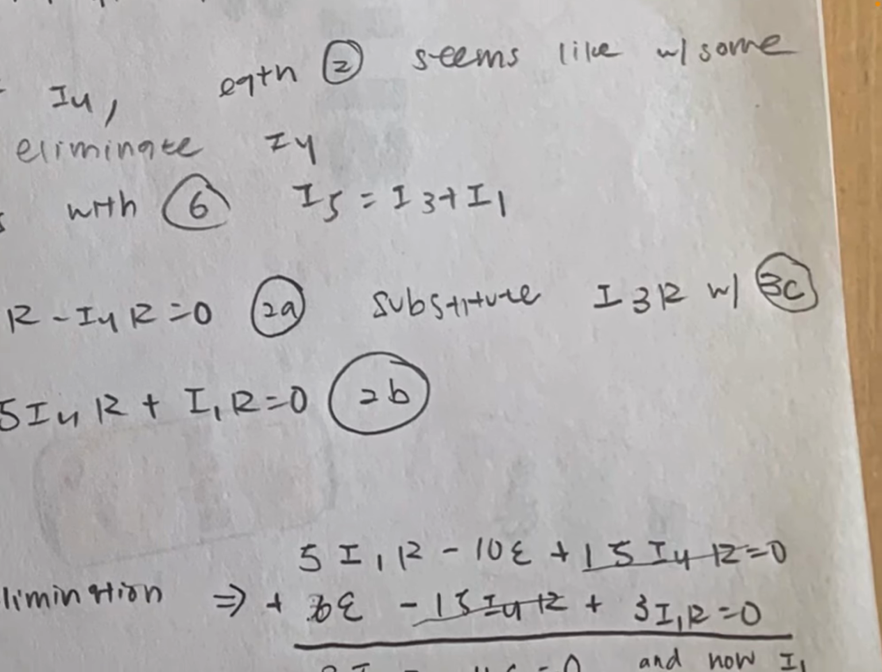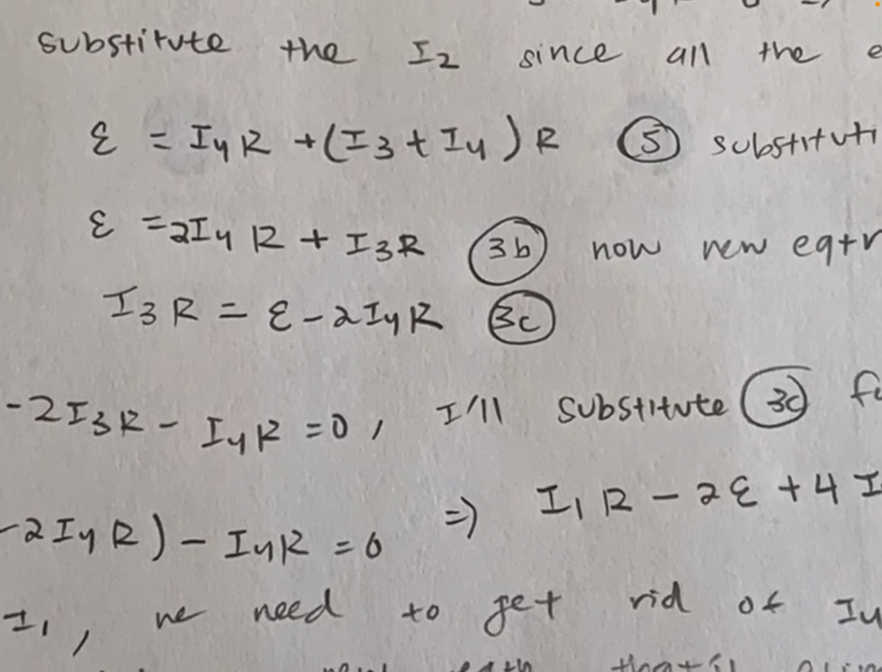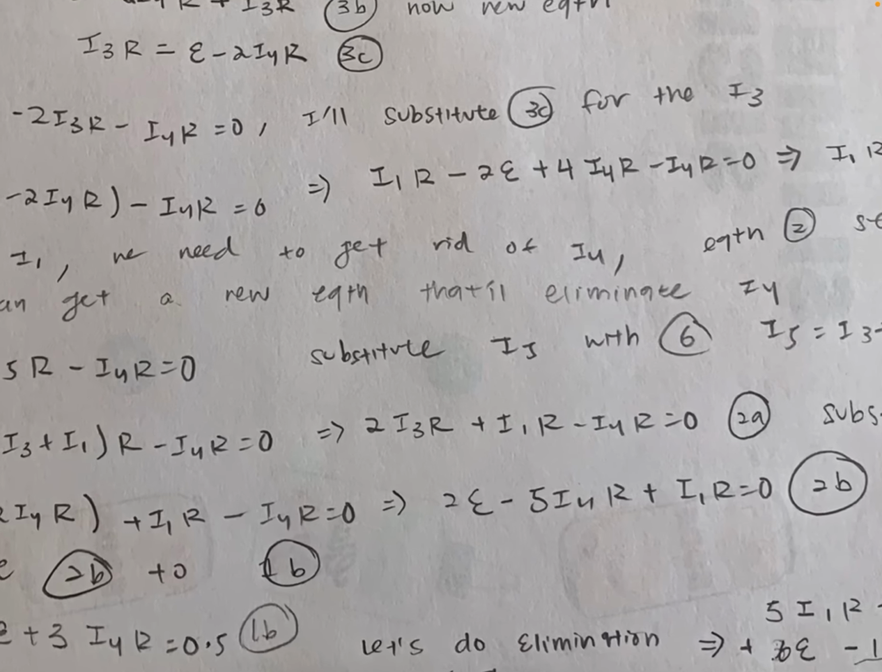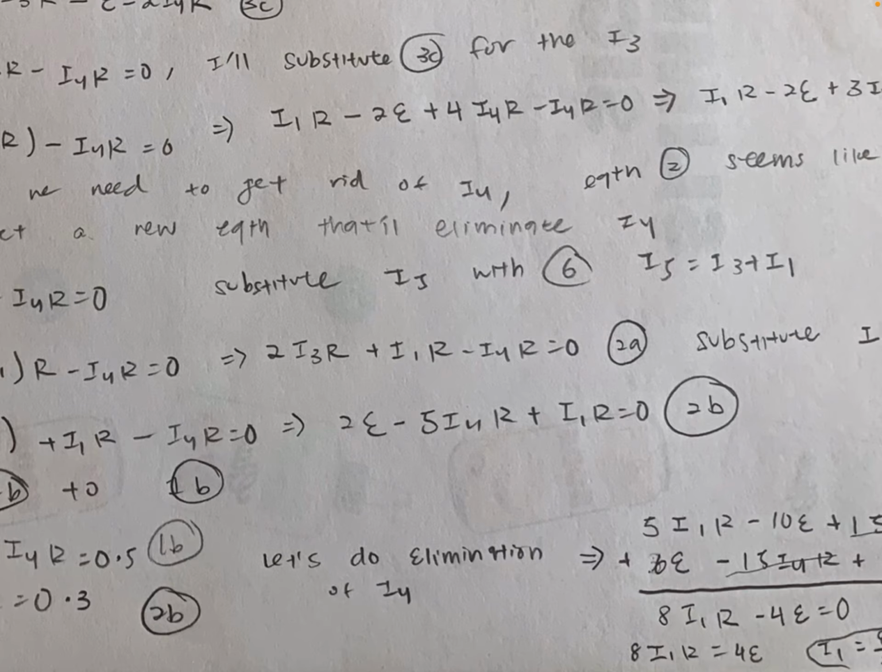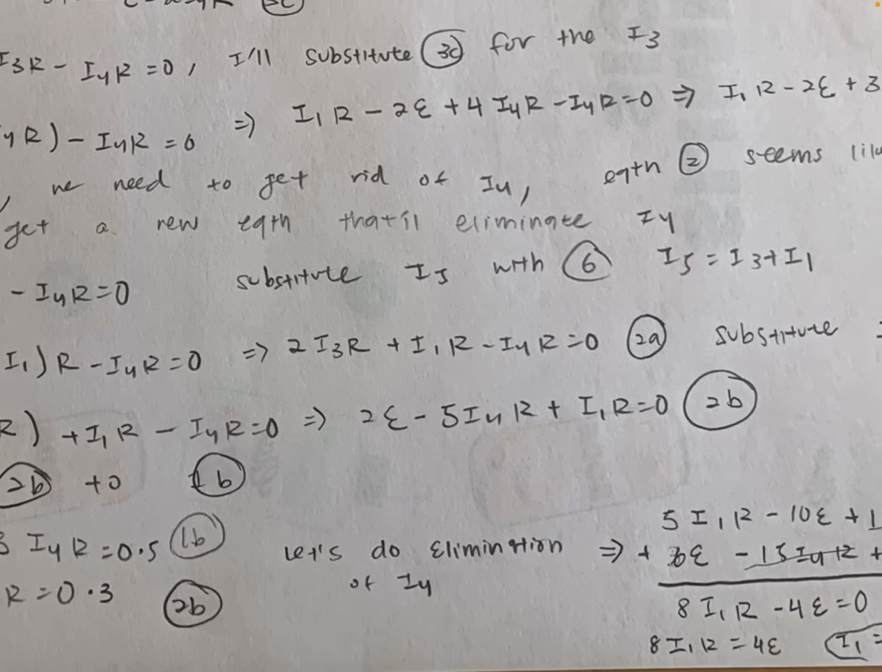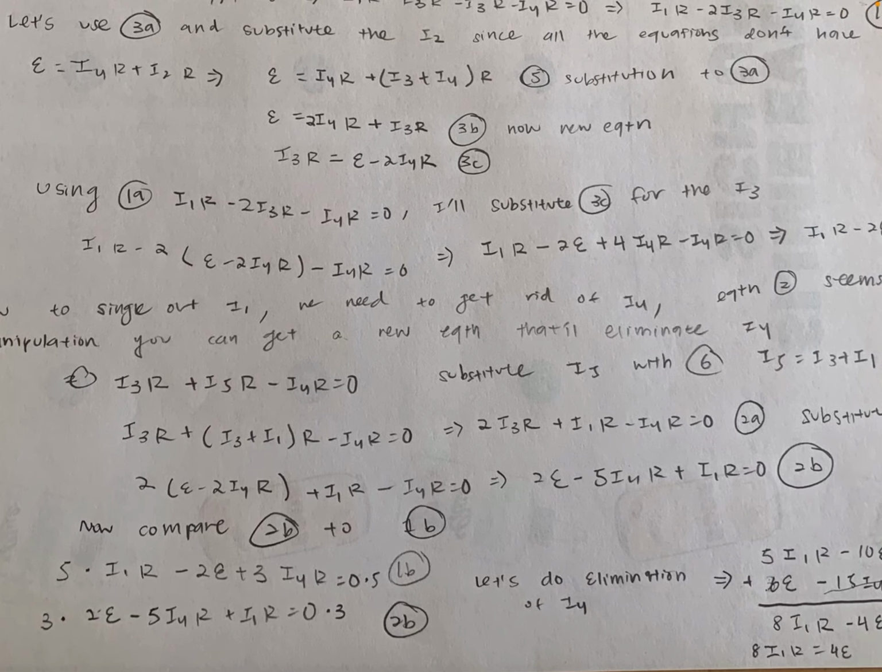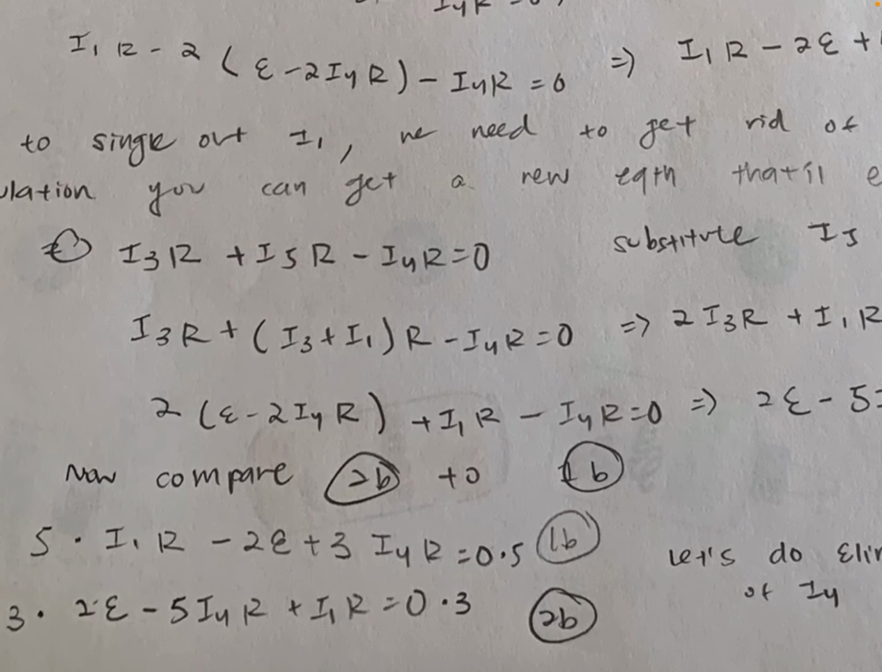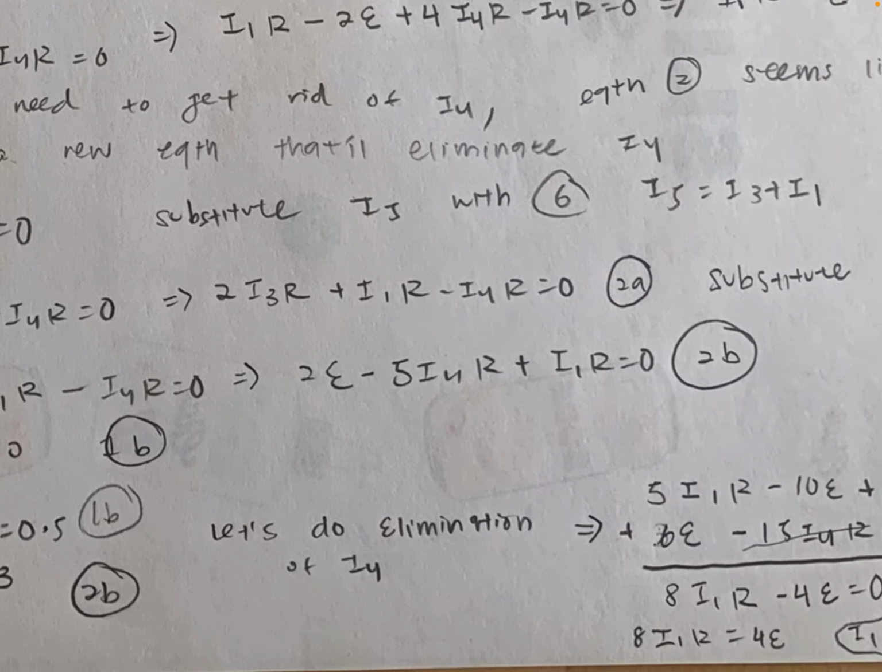So now I'm going to substitute I3R with 3c, which is over here. So it's the same thing. And then I'll get 2b, which is 2E minus 5I4R plus I1R equals 0. And now we compare our 2b and 1b, and they're quite similar, as you can see. I added the multiply by 5 and 3 so that they would equal each other later on. But as you can see, it's positive 3I4R and negative 5I4R, so we want to make it the same number. So 3 times 5 equals 15, and 3 times negative 5 equals negative 15. So if you add the two equations together, they'll equal 0, and it'll eliminate I4.